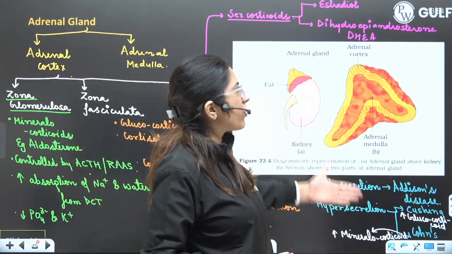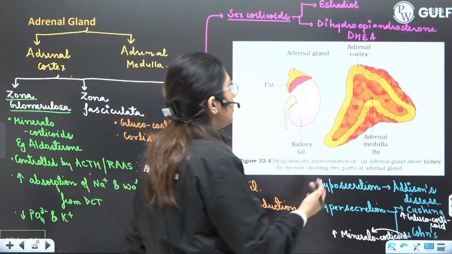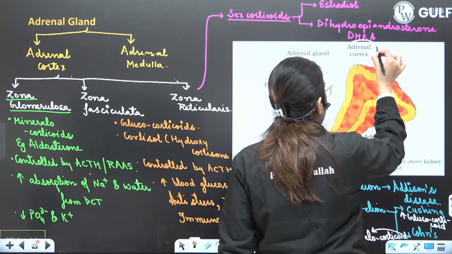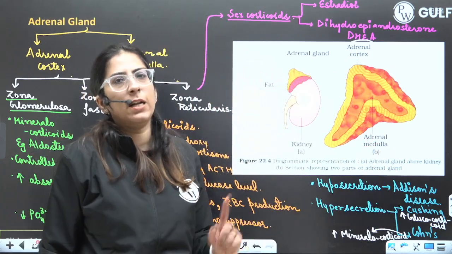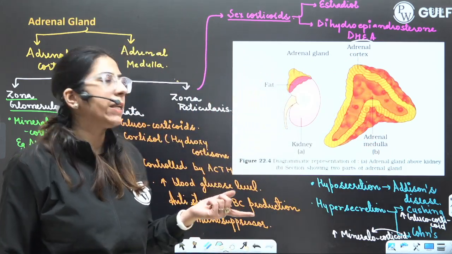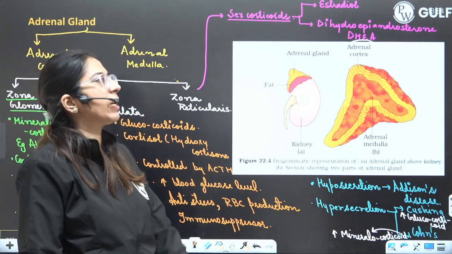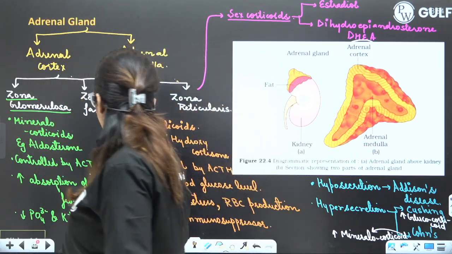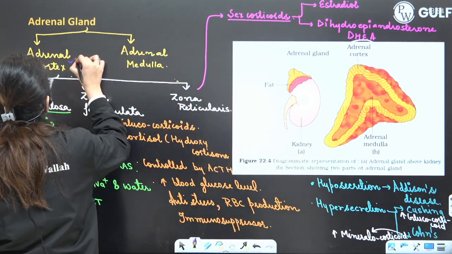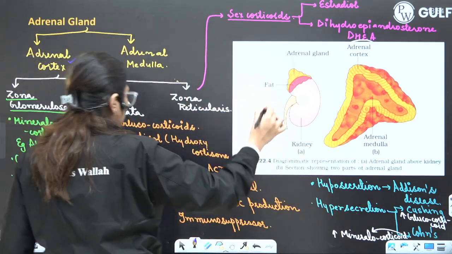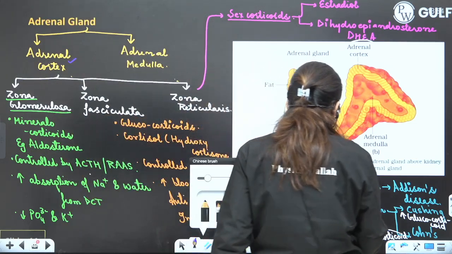If you take a section of the adrenal gland, you will find the outer area is termed the cortex and the inner area is termed the medulla. Cortex and medulla. Cortex will secrete hormones and medulla also secretes hormones. First, let's talk about the cortex hormones. Adrenal cortex, see, this is the adrenal cortex. Let's label it here.